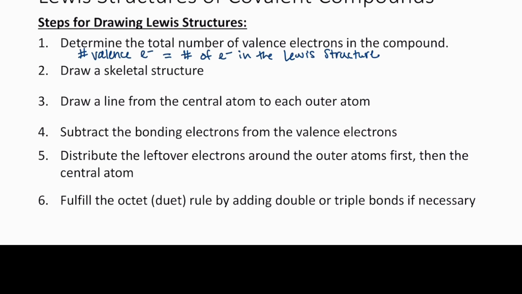The next thing you want to do is draw the skeletal structure. For this class, we will have one central atom only. So you're going to identify the central atom. It's either going to be the first atom drawn in the chemical formula if there's only two types of atom, or it'll be the central atom if there is more than two types of atom. There is one big exception. Hydrogen can never be the central atom.